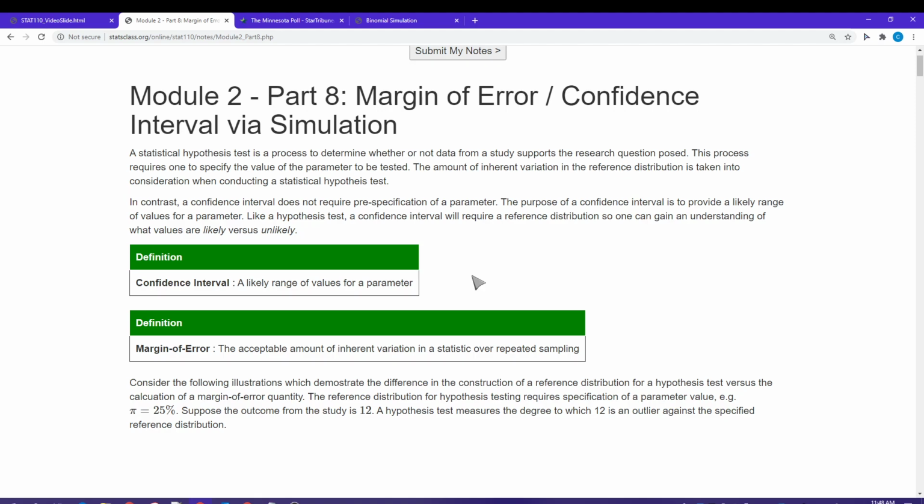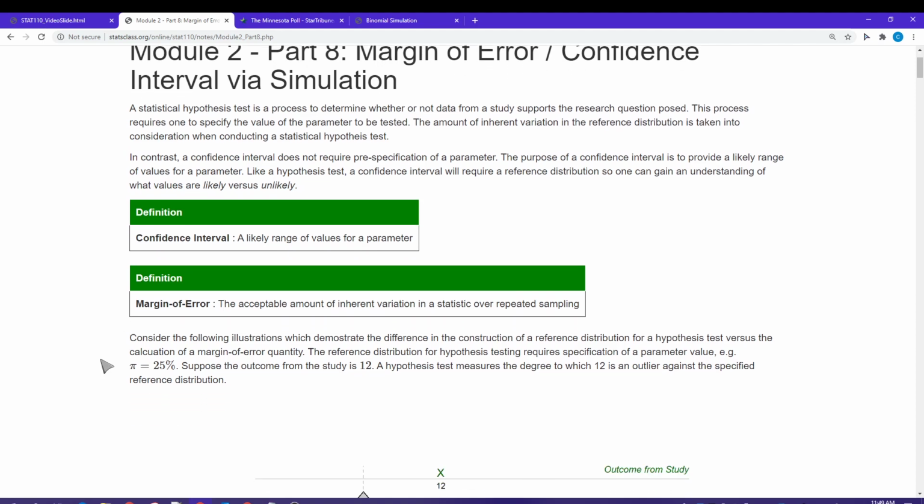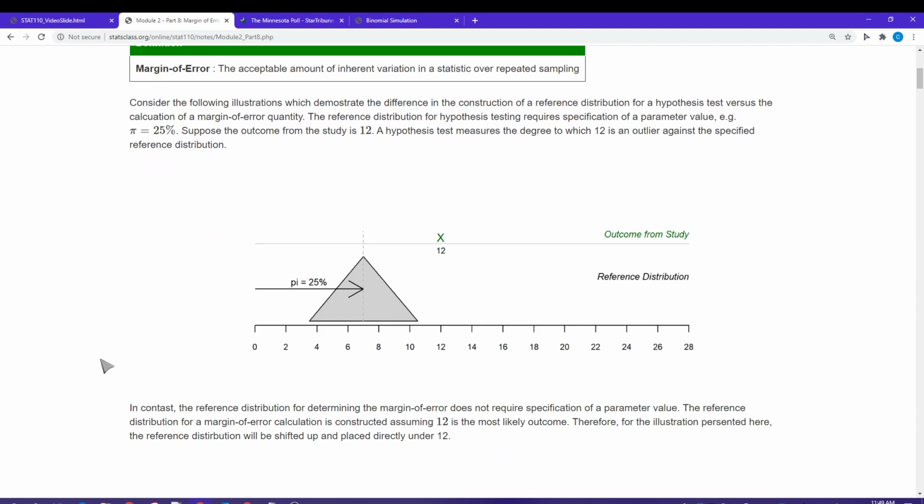Like a hypothesis test, a confidence interval will require a reference distribution so that we can gain an understanding of what values are likely versus unlikely. A confidence interval, again, is just a likely range of values for the parameter. Margin of error is the acceptable amount of inherent variation in the reference distribution. So let us consider just an illustration here.